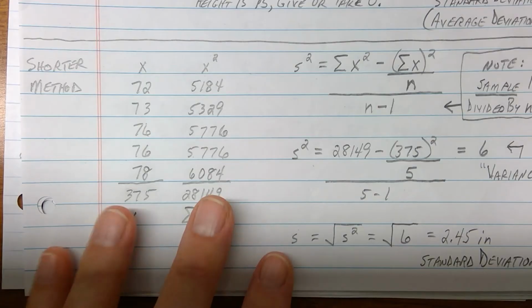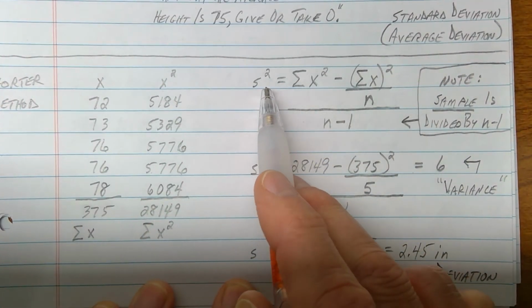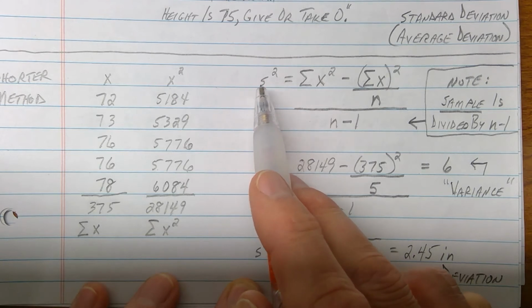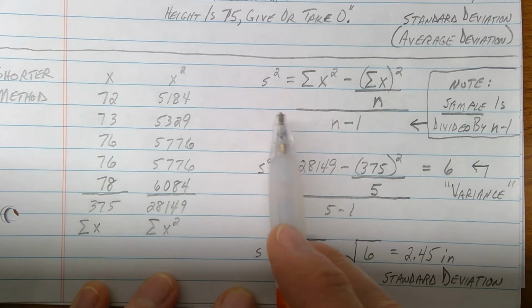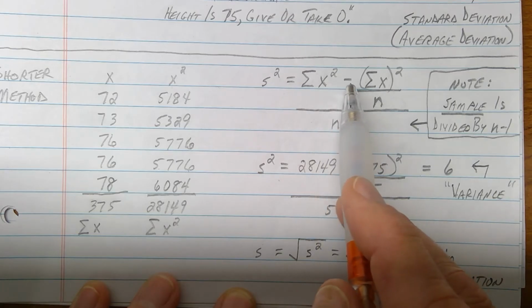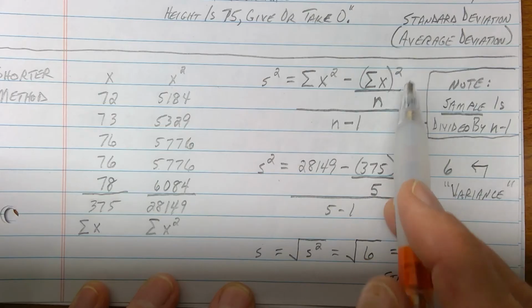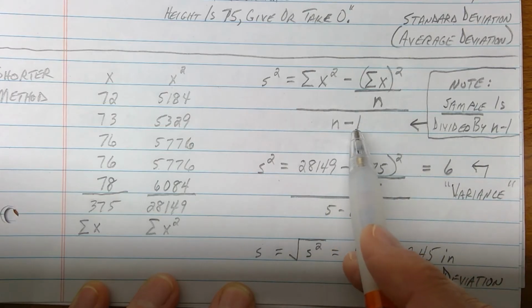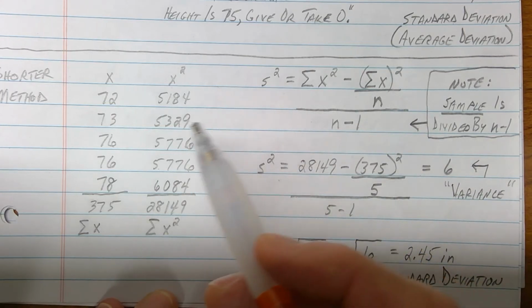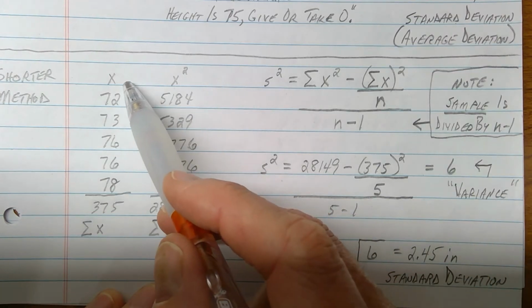Down here's a shorter method using a formula. This says you can find your s squared. Remember, that's the number that was too big. You can find your s squared if you add up all the x squareds minus the sum of your x's, which you then square, divided by n, and all of that's over n minus 1. Well, let's walk through that. This is just a little quicker way of doing it by hand.